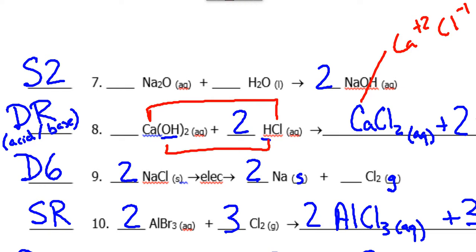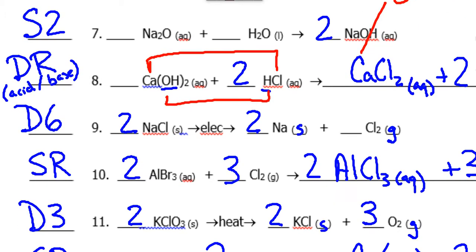So number 7 is also a synthesis one. You would look and see which one it looks closest to. It looks like the one where you have metal oxides and water coming together. 8 is another double replacement. Number 9 is a decomposition. We're breaking the compound apart with electricity.